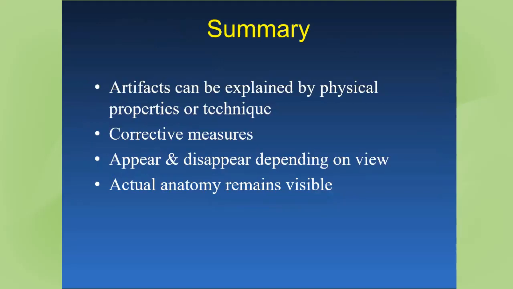So in summary, artifacts can be explained by knowing about ultrasound physics and the properties and propagation velocities and acoustic impedance mismatch and all those techniques we talked about. By understanding the mechanisms, we can create corrective measures so that we can help them to disappear so that we can see the actual anatomy and have more accuracy in our reads.